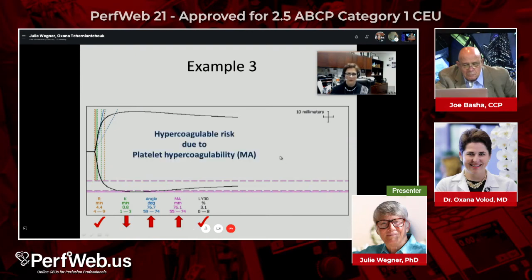Now we might be in a situation where we have hypercoagulable risk, at risk for stroke or some other type of situation, mainly due to platelet hypercoagulability, but you still have to worry about the possibility of fibrinogen issues too. So again, looking at your patient, what are they at risk for? Are they at risk because of whatever procedure was done or their history? Are they going to be at risk for a stroke? If so, then you might want to do something to decrease the hypercoagulability of those platelets. So again, the TEG can give you that information.